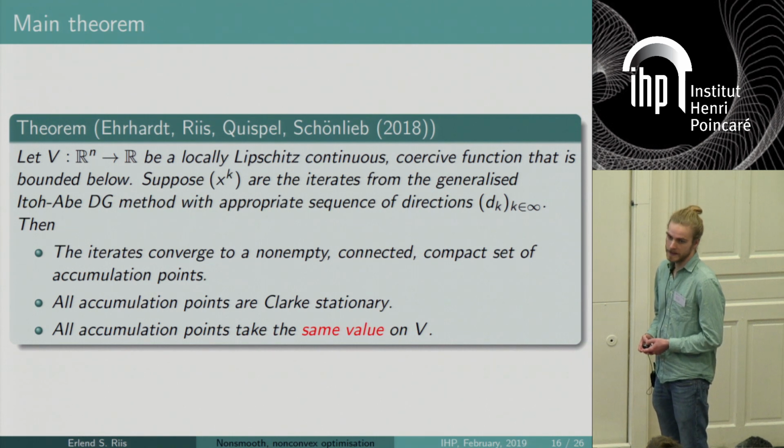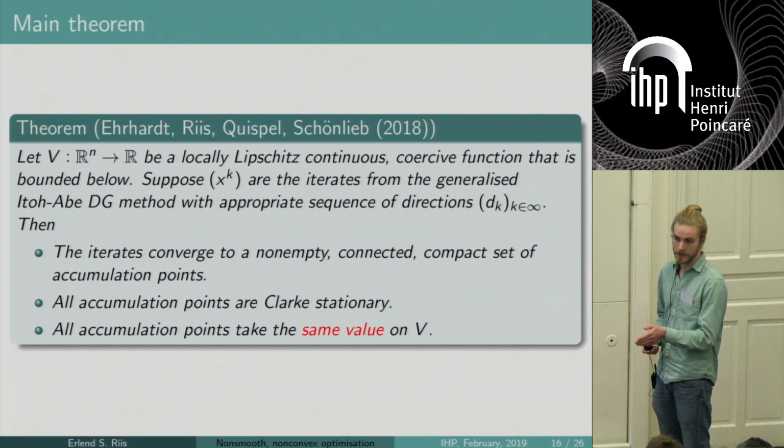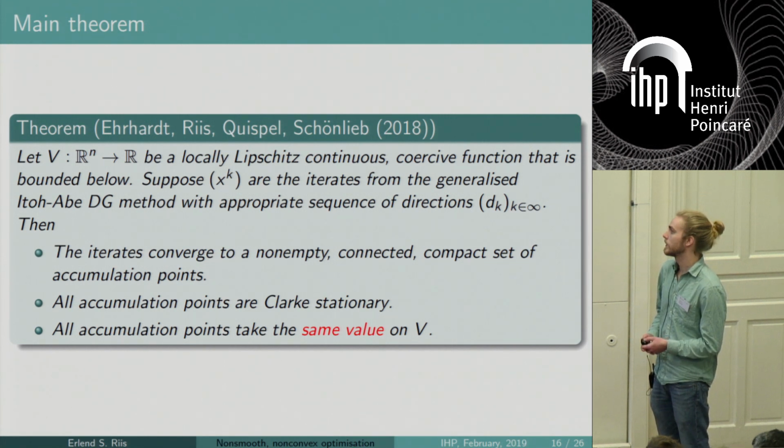So the only thing that you need to change with the Itoh-Abe discrete gradient method to have convergence guarantees for non-smooth non-convex functions is that you no longer just go along the standard coordinates, but you move densely on the unit sphere.